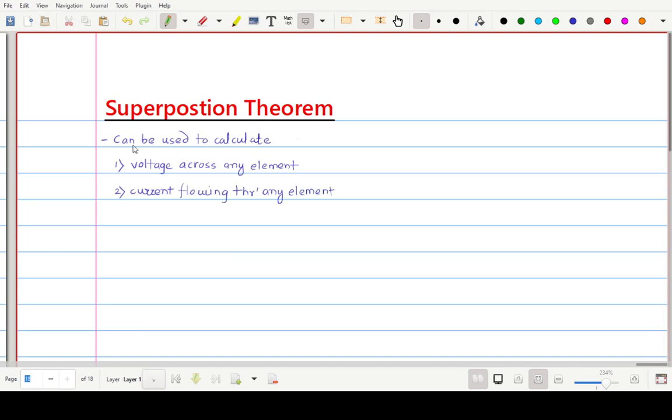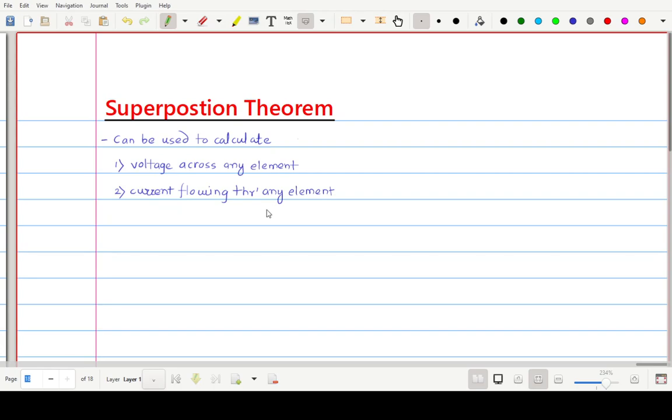Okay. So friends, first of all remember this theorem can be used to calculate voltage across any element. Suppose your network consists of multiple elements like resistor, inductor or capacitor, then this theorem can be utilized to calculate voltage across any element. Similarly, this theorem can also be used to calculate current flowing through any element, or we can say that we can find any branch current by using this superposition theorem.